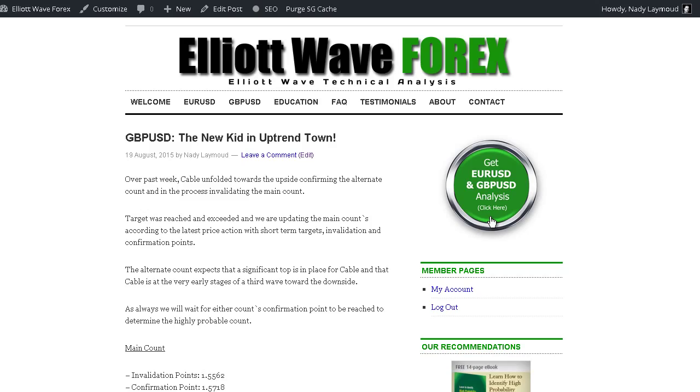Over the past week, cable unfolded toward the upside, confirming the alternate count and in the process invalidating the main count. The target was reached and exceeded, and we are updating the main count according to the latest price action, with short-term targets, invalidation and confirmation point.